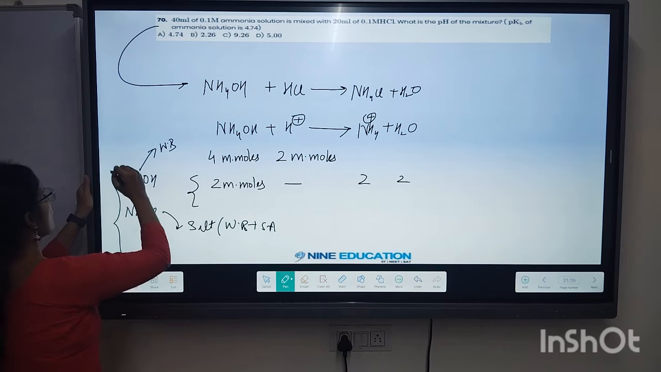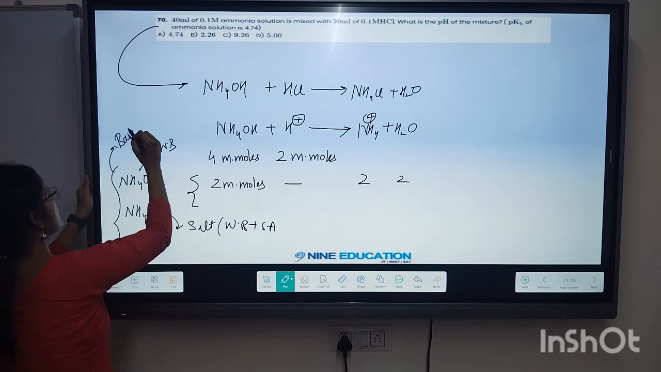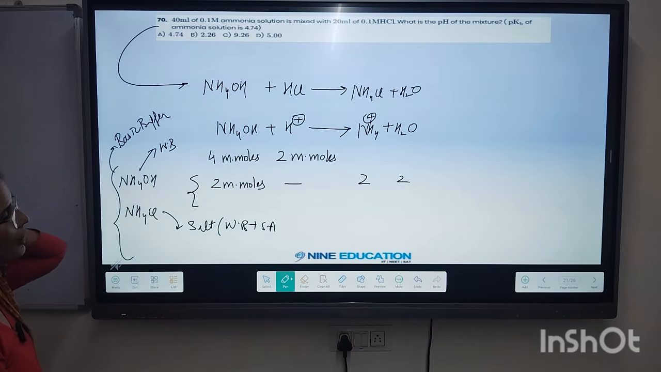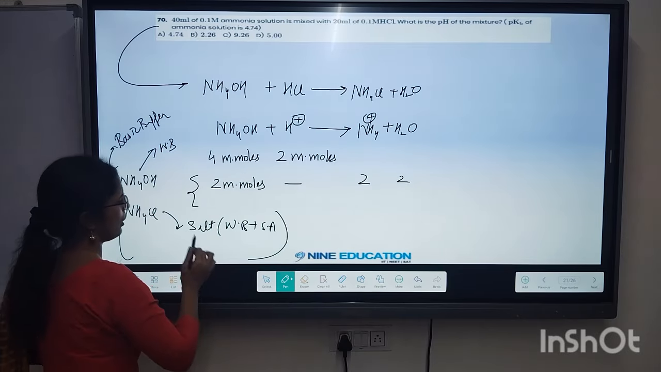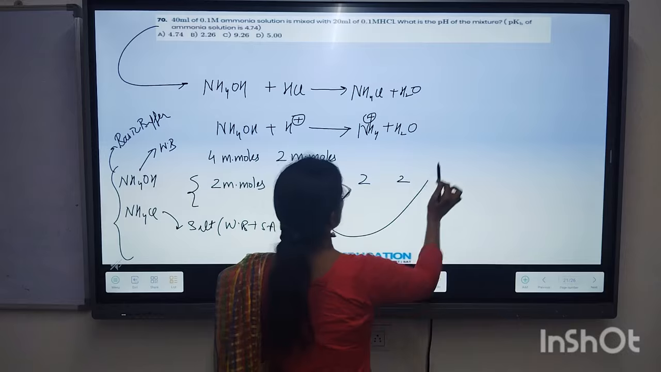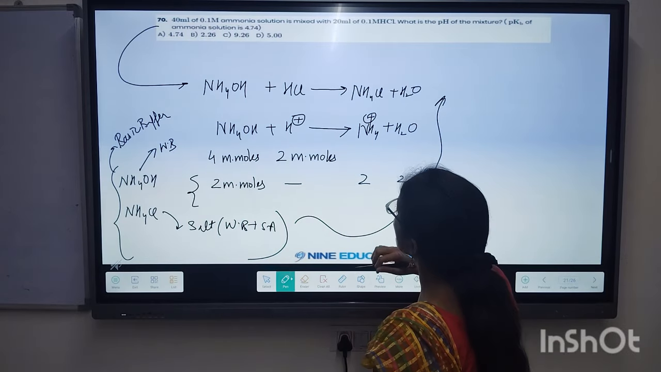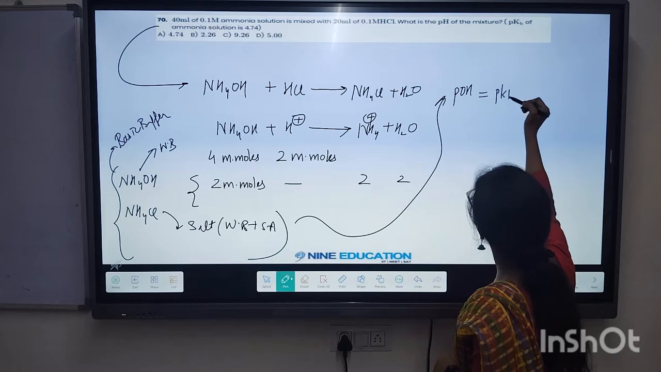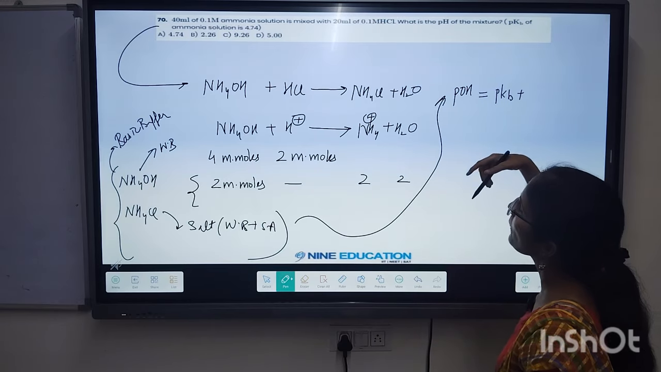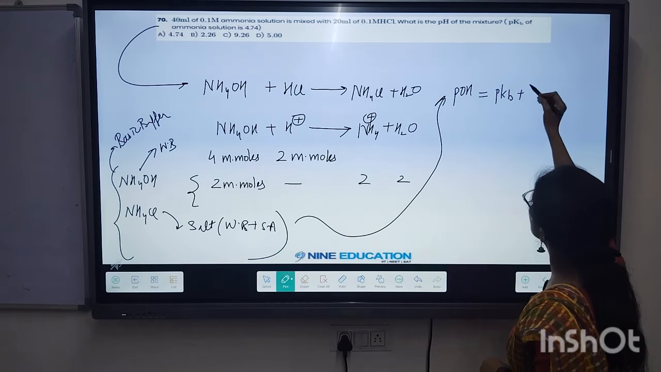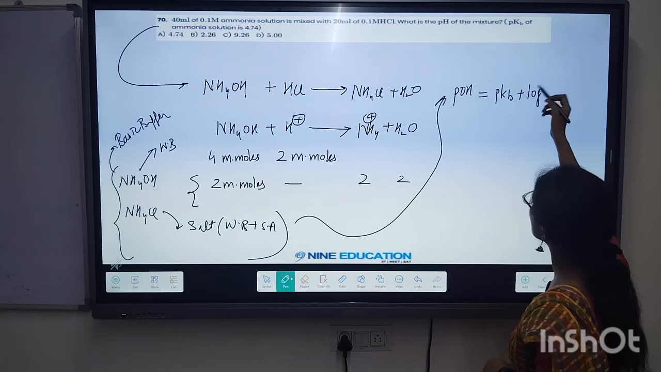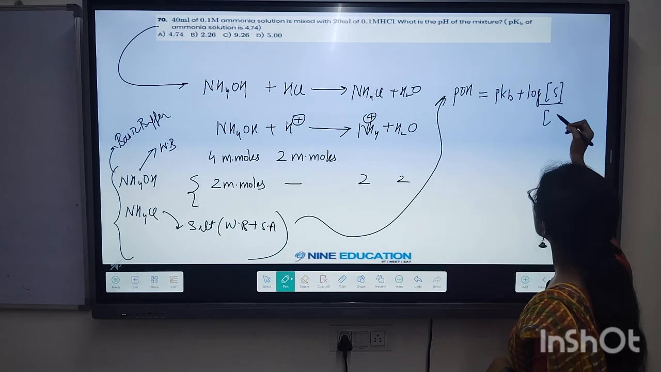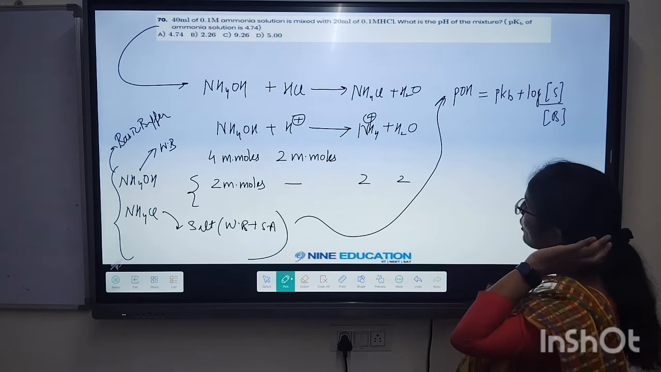So what's the nature of the solution here? The nature of the solution is a basic buffer, right? We are having a basic buffer, and for a basic buffer we know how to apply the formula, right? So we will be having pOH which will be equal to pKb for your base, pKb plus log of salt, meaning NH4 positive concentration here, divided by your base which is NH4OH.